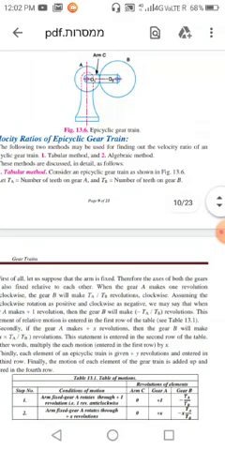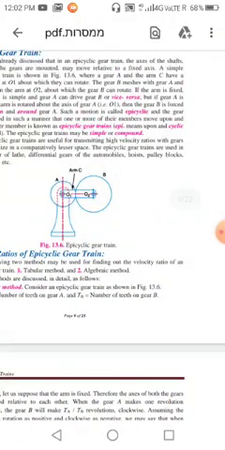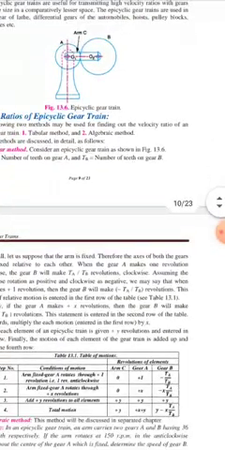Now, if I also give rotation to the arm, let's suppose I give rotation plus y. Plus means I give y rotation in the anti-clockwise direction to the arm. Then what will be the value of rotation of A and B?